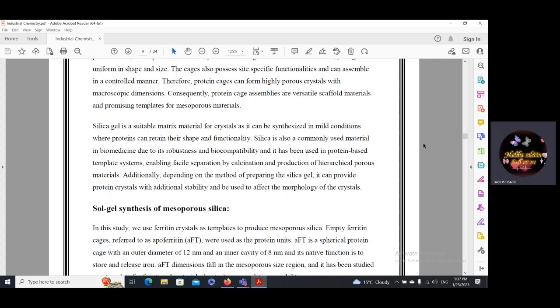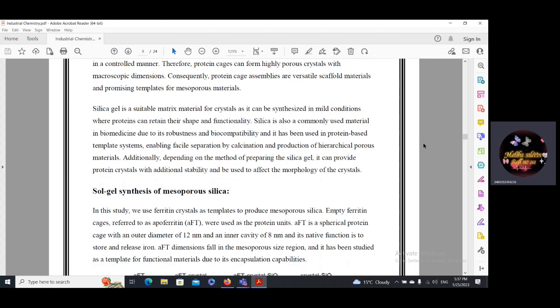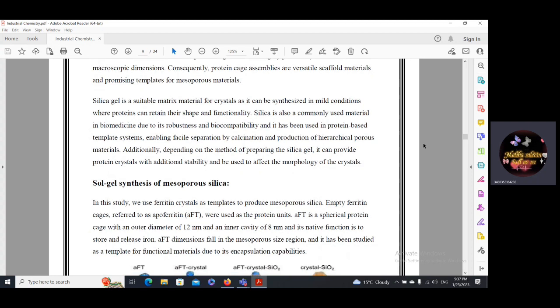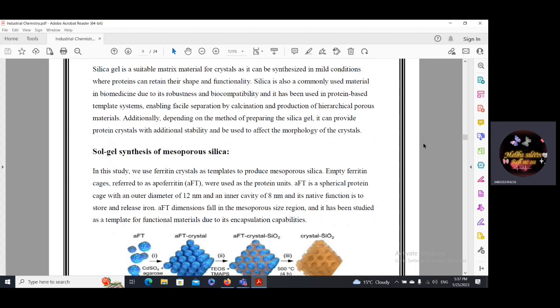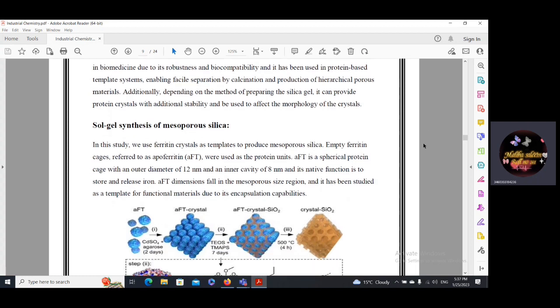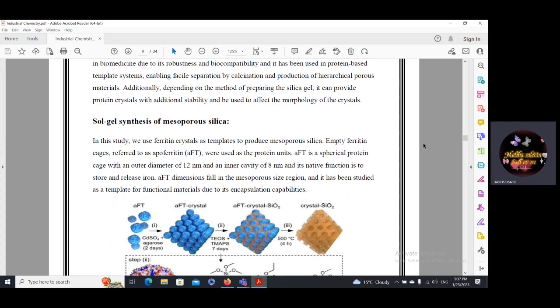Silica gel is a suitable matrix material for crystals, and it can be synthesized in mild conditions where proteins can retain their shape and functionality. Silica is also a commonly used material in biomedicine due to its robustness and biocompatibility, and it has been used in protein-based template systems, enabling facile separation by calcination and production of hierarchical porous materials. Additionally, depending on the method of preparing the silica gel, it can provide protein crystals with additional stability and be used to affect the morphology of the crystals.